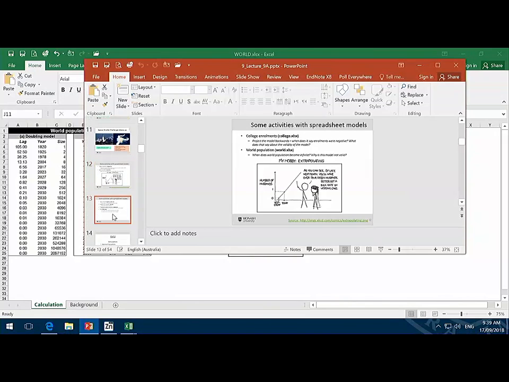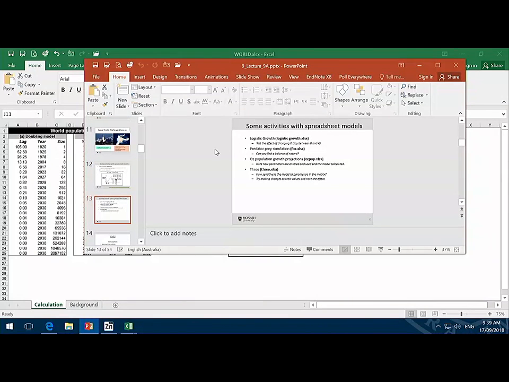By the way, all these models are available on Moodle, and what you should be doing as part of your study is to look at them and play around with them. So let's have a look at logistic growth. I'll show you the equations for this a bit later.